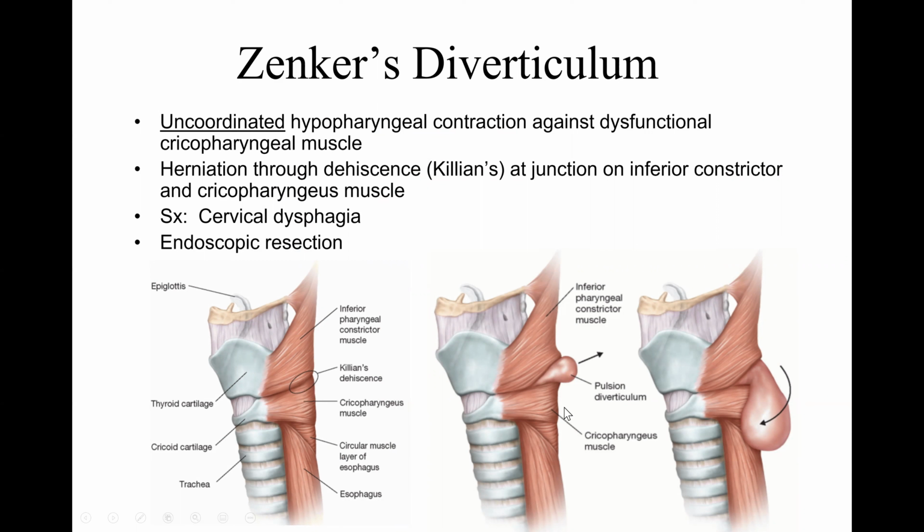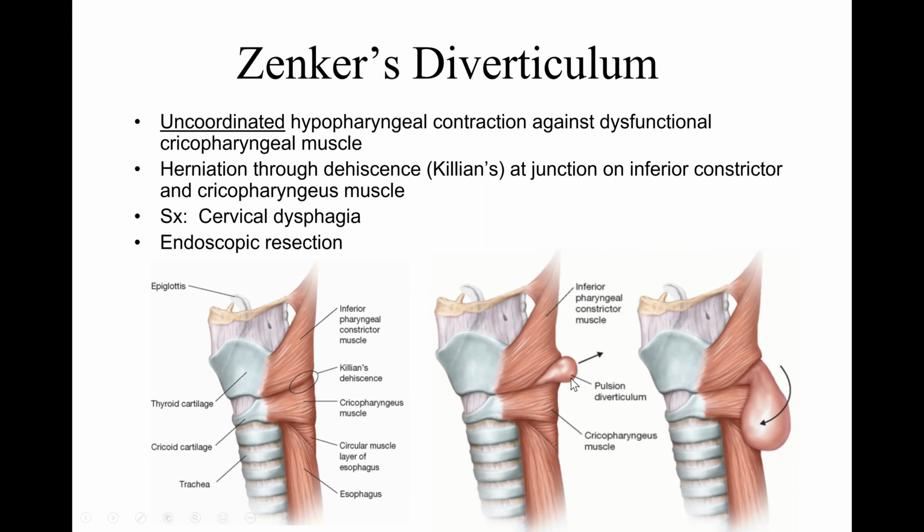If there is uncoordinated contraction, the cricopharyngeus muscle does not relax but continues to be constricted. There is a small little defect here between the inferior pharyngeal constrictor muscle and the cricopharyngeal muscle. This is called Killian's dehiscence. So you can see that the inferior constrictor muscle is pushing the food down and the cricopharyngeal muscle does not relax. You can end up developing a pulsion diverticulum through this natural defect. And this is what's referred to as Killian's dehiscence.